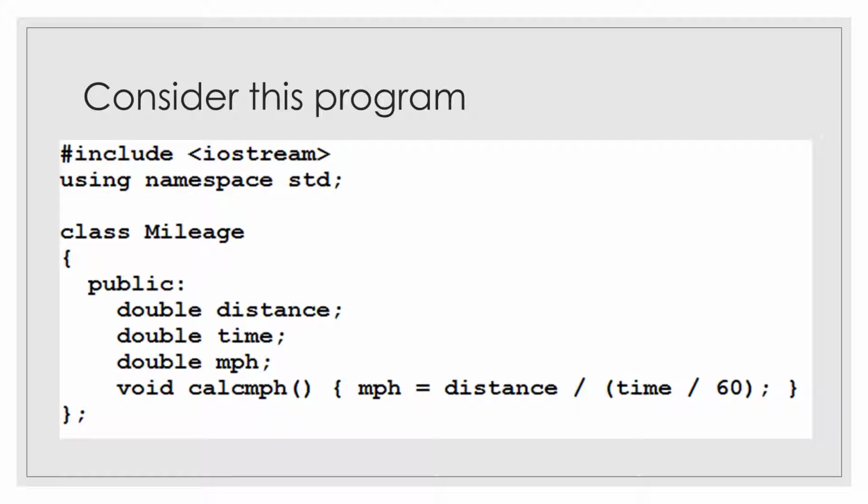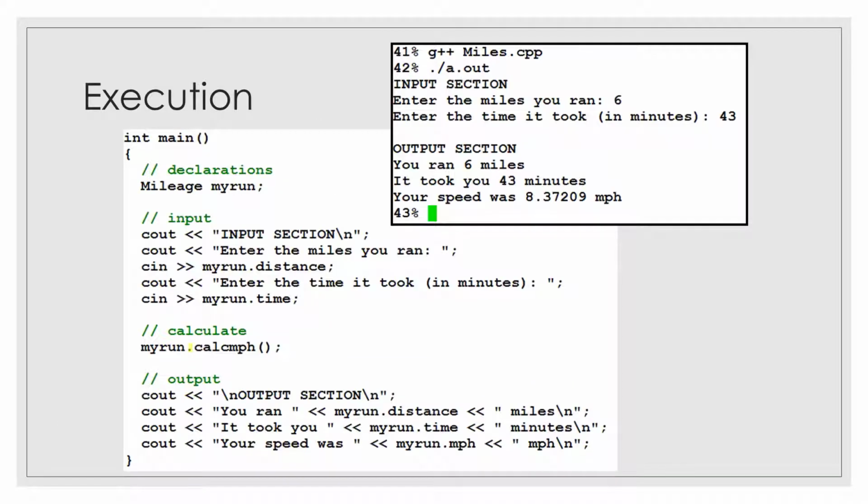Imagine you've got a Fitbit, and it keeps track of your distance that you've run, how long it took you, and can calculate your miles per hour. The mileage class definition would be perfect for this. So in the main program, we make a mileage object called myRun. We enter the distance, we enter the time, and we tell the myRun object to calculate its miles per hour. And then we print those three things out.